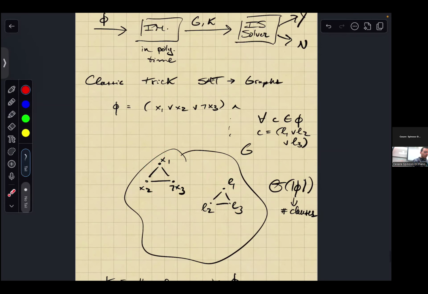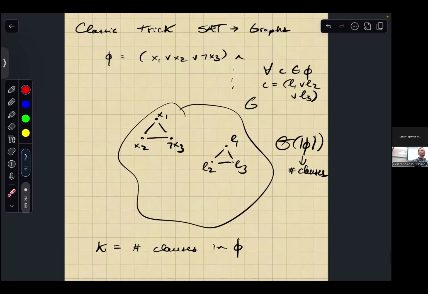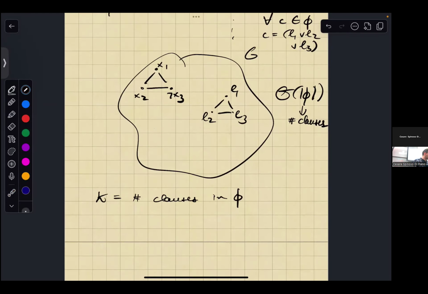Okay, so this is my first attempt. I just have this graph G. I have my triangles, very nice, and I have this K. So let's see what happens. I'm going to go a bit over time. I'm going to need 10 extra minutes, but hopefully it'll be worth it. Okay, so let's see if attempt 1 works.